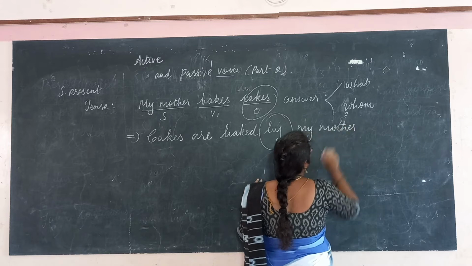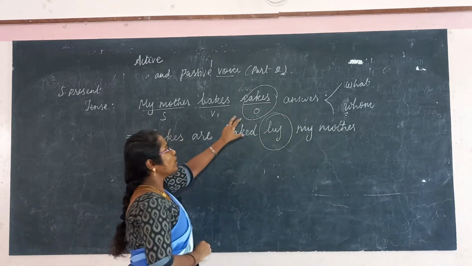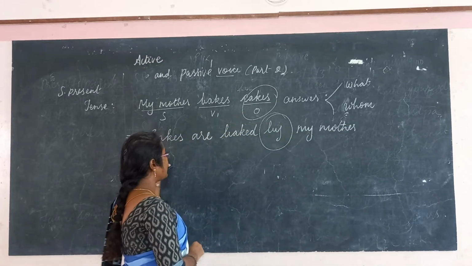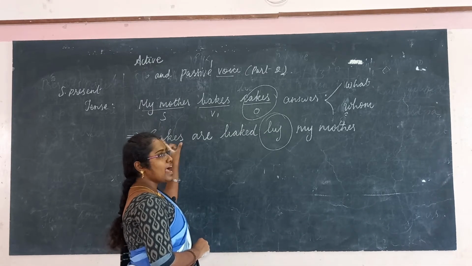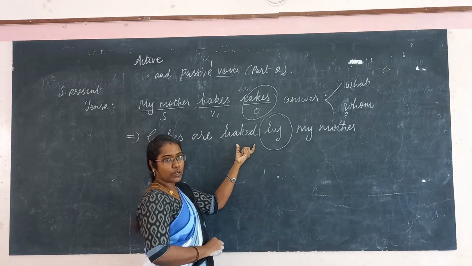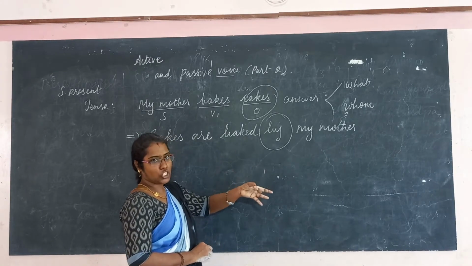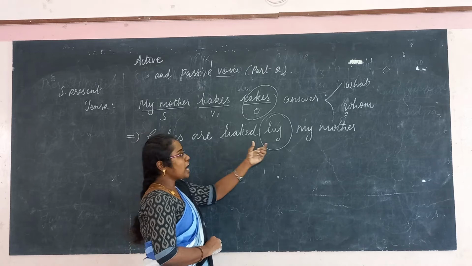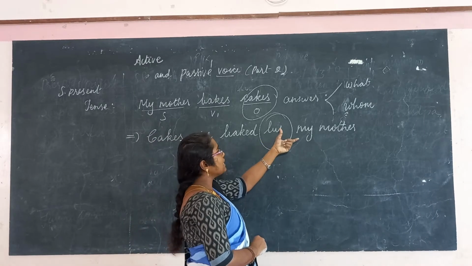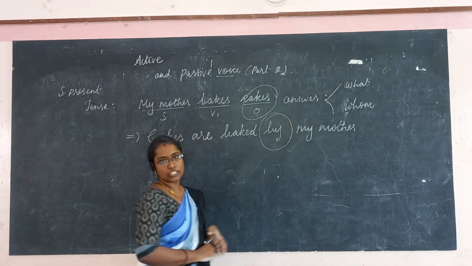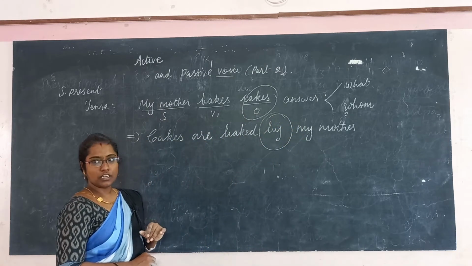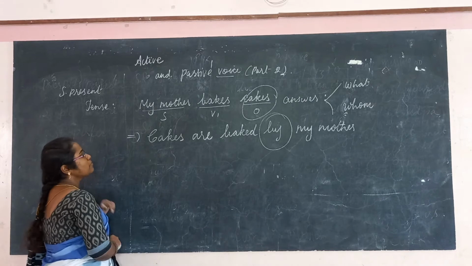Look at that. What are the steps to be remembered? First, the object becomes the subject, and you have to use the be form verb for the number of the subject, and you have to use the V3, baked, the V3 form of the verb, and you have to use the word by, and then the subject becomes the object. So this is for the simple present tense. Now let me change it into simple past tense.